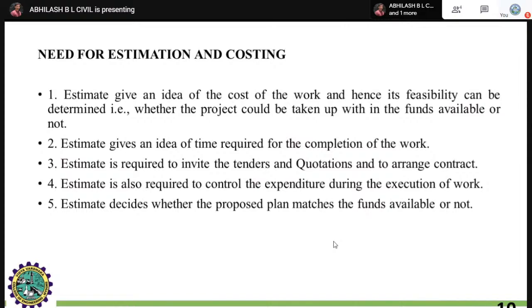Next, coming to the need for estimation and costing. Why do you require that? An estimate gives an idea of the cost of the particular work, and hence its feasibility can be determined. That is, whether the project could be taken up with the funds available or not. If not, how can you manage with the lowest bidding of your particular construction activity, right? Next, an estimate gives an idea of the time required for the completion of your particular work.